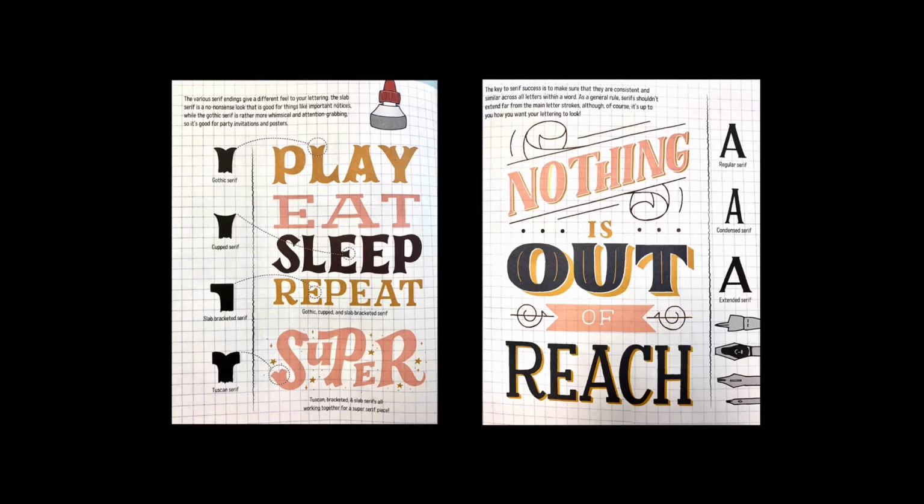We have cup serifs, slab bracketed serifs, Tuscan serifs, a regular serif, condensed serif, and extended serif. I'll just read this little quote on the upper right side. It says, "The key to serif success is to make sure that they are consistent and similar across all letters within a word. So as a general rule, serif shouldn't extend far from the main letter strokes, although of course it's up to you how you want your lettering to look."